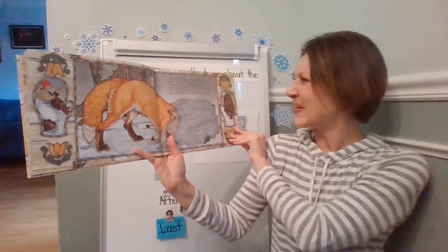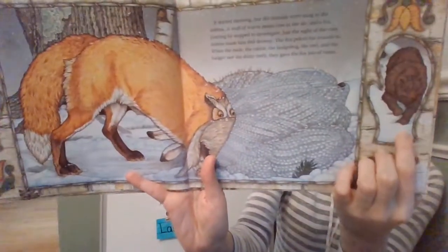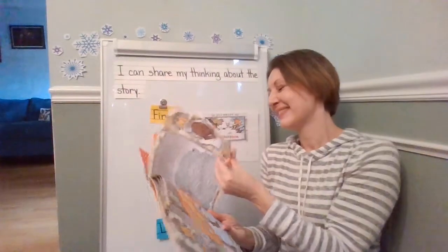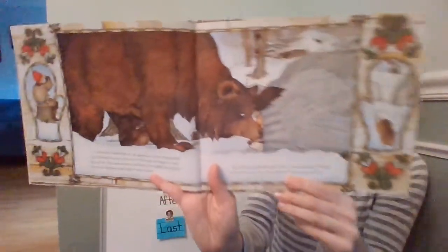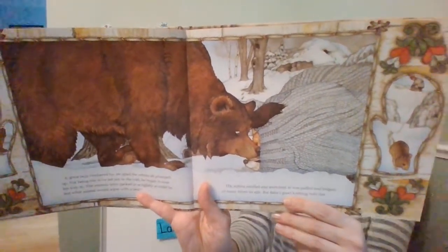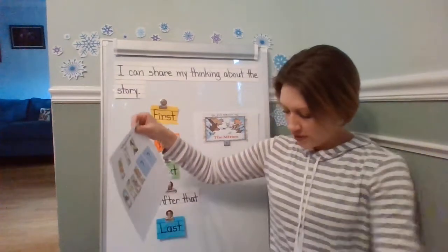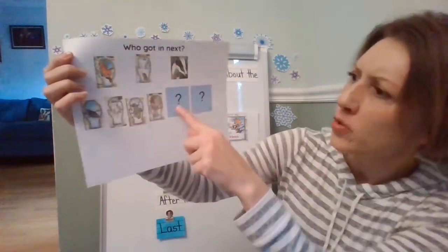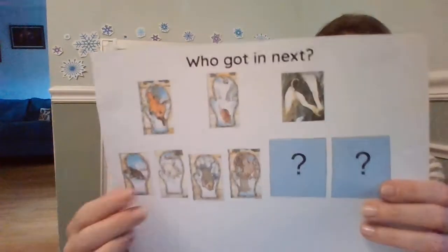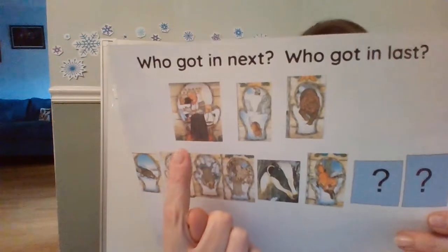You remember? And then this part surprised me. Do you remember the big animal at the end? Which one was it? Do you remember? You're right, the bear. I couldn't believe it when the bear was trying to get in. Do you remember that part? So you know what? If we look back at this, we could say, didn't the badger go in and then the fox? Right? And then I wonder who got in next. We look at the pictures that are left over. Do you see?